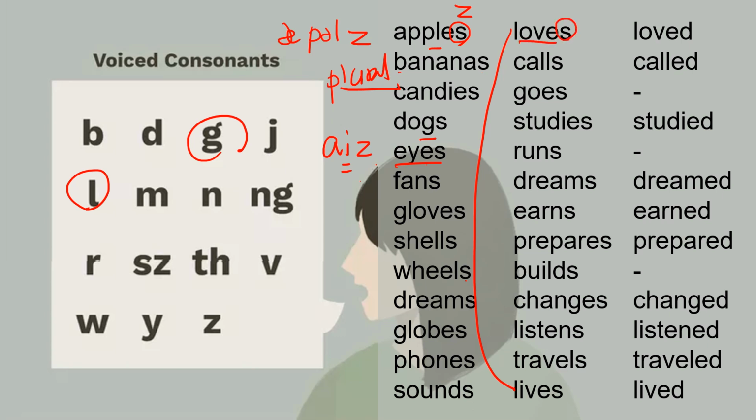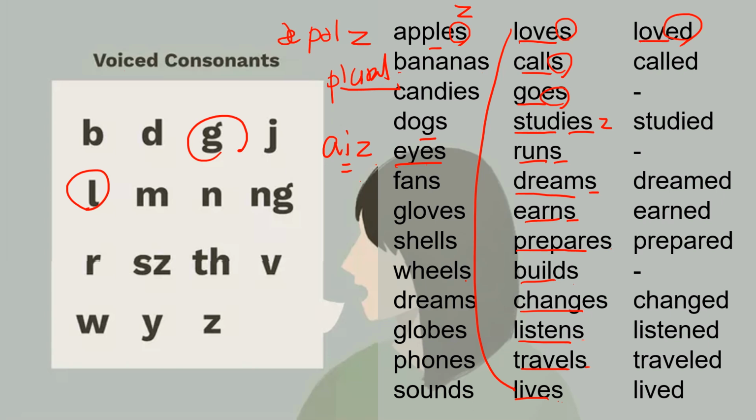Love, loves. Call, calls. Go, goes. Study, studies. Run, runs. Dream, dreams. Earn, earns. Prepare, prepares. Build, builds. Change, changes. Listen, listens. Travel, travels. Live, lives. And now, the ed sound after a voiced consonant.